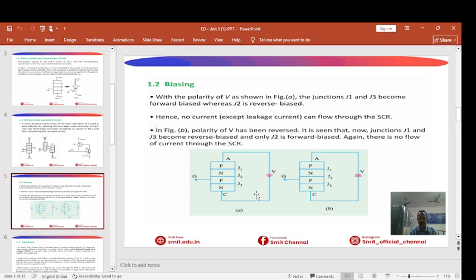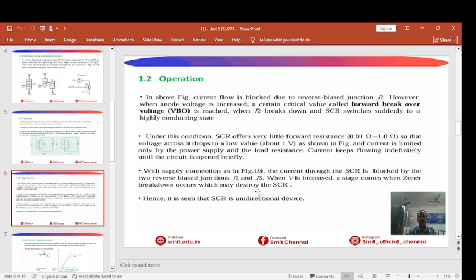After the gate pulse, the gate current reduces the depletion width at J2, then the current starts flowing and the SCR switches on. In the reverse bias mode, the cathode is positive and the anode is negative, and all the junctions block the current. So the SCR behaves like a reverse biased diode. This is the basis of operation for the SCR.